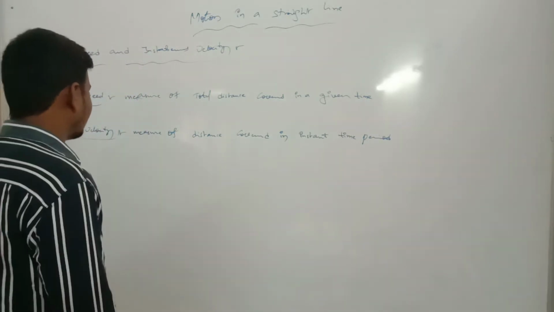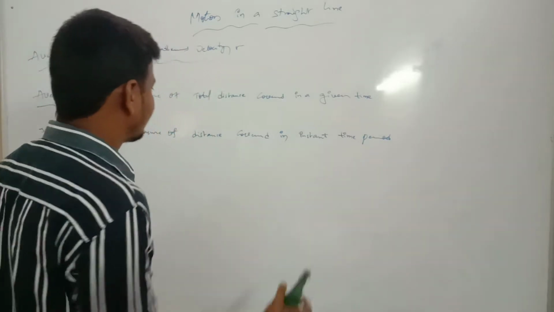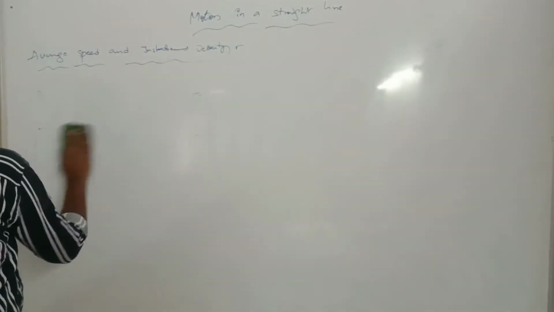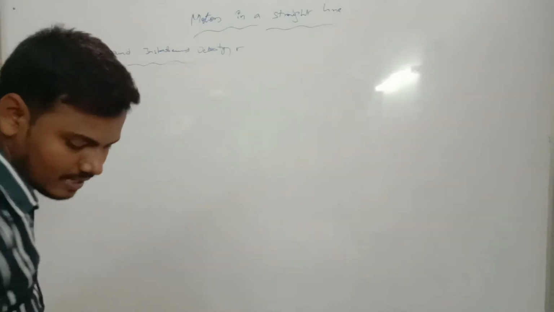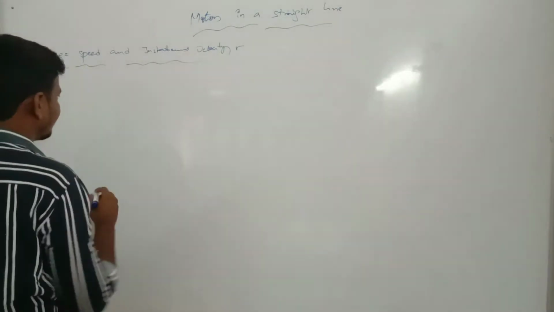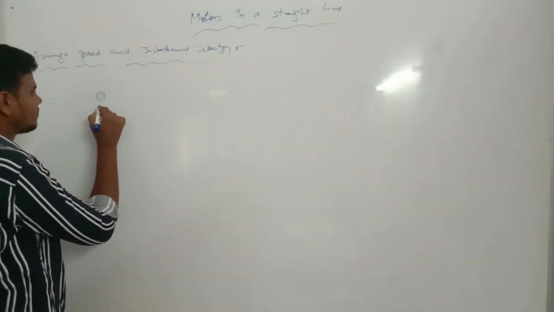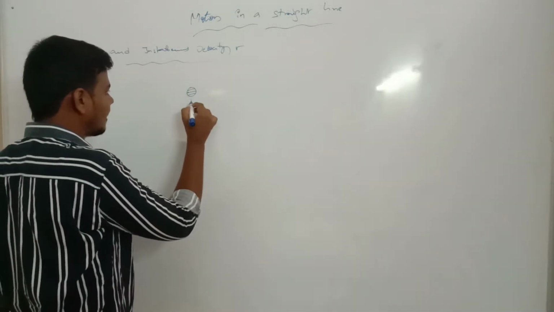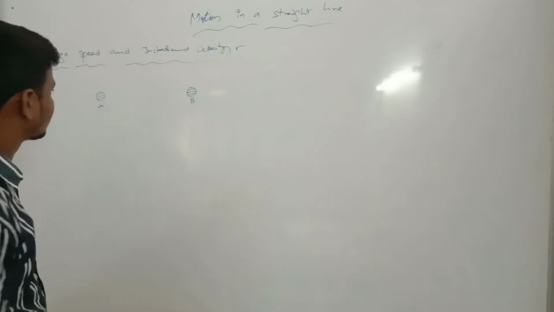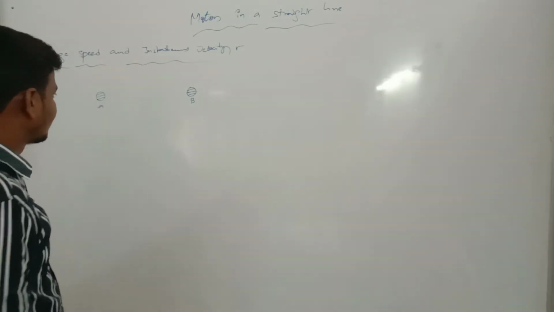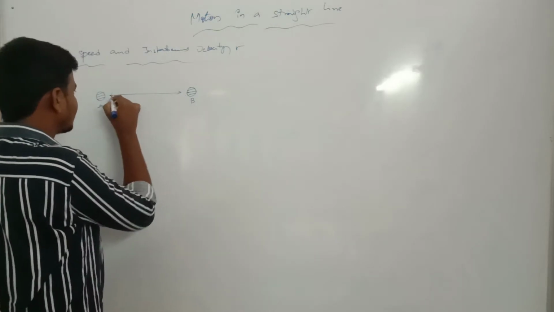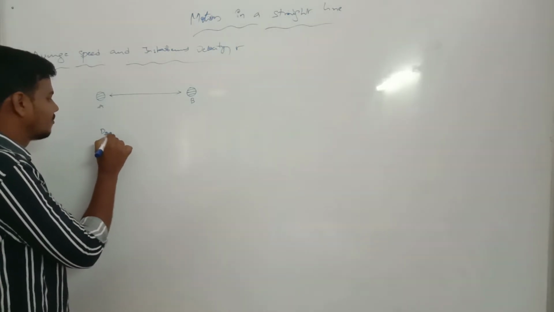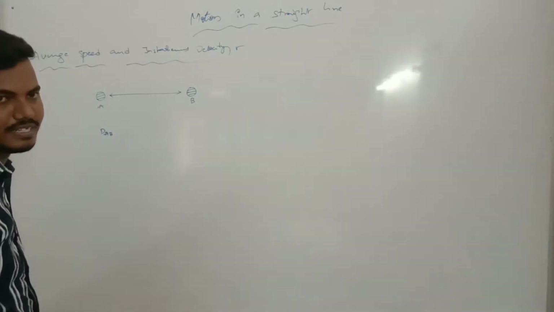Now we take some statements, the first statement and second statement. For example, A is the position of an object and B is the position of the object. This is the distance, the displacement of the object from A to B. The distance of A to B.